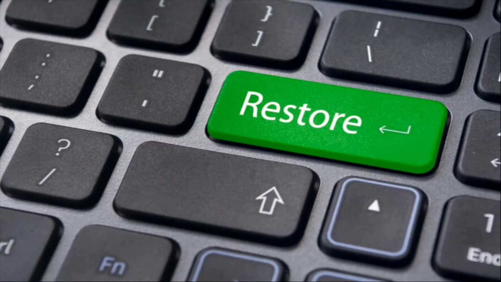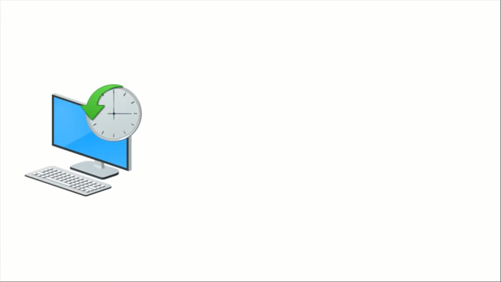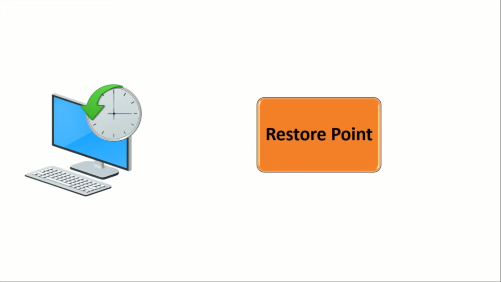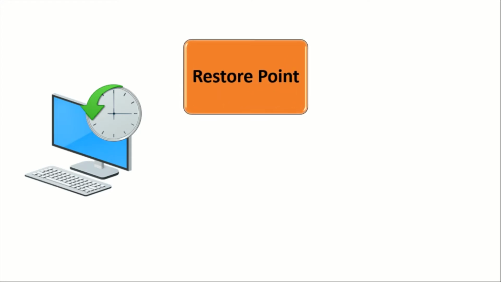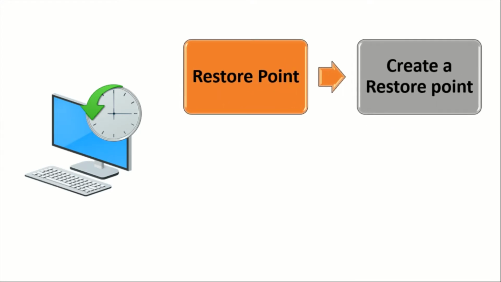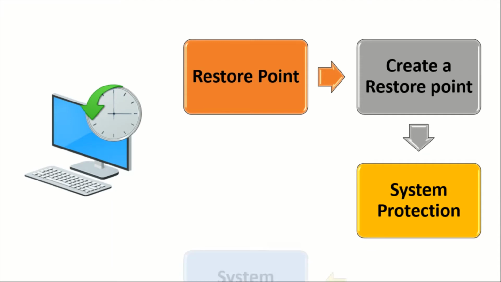To restore your PC from a restore point, in the search box on the taskbar, type restore point. Then select create a restore point. On the system protection tab, select system restore.